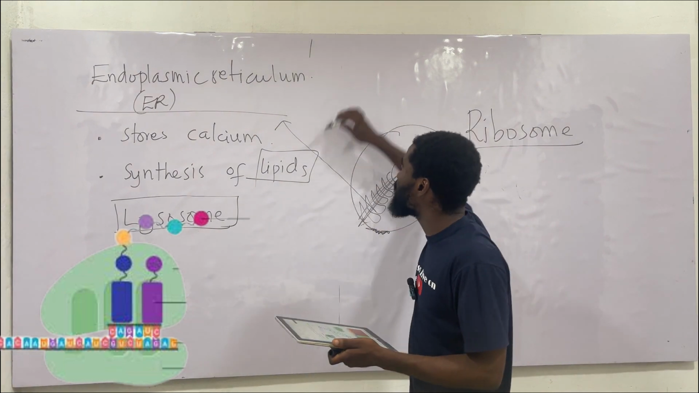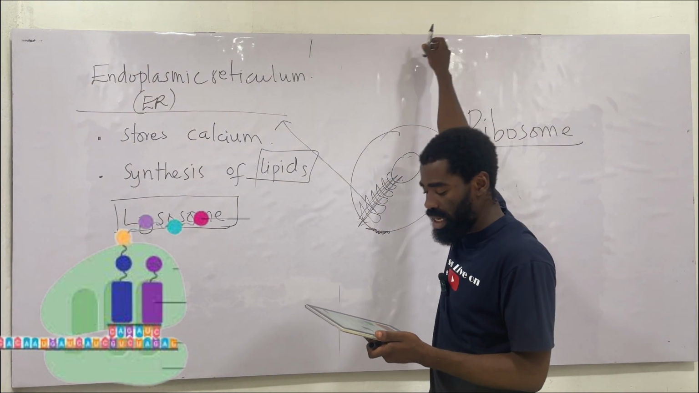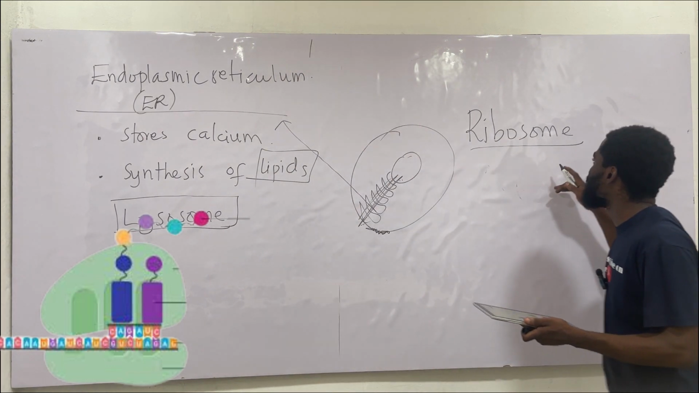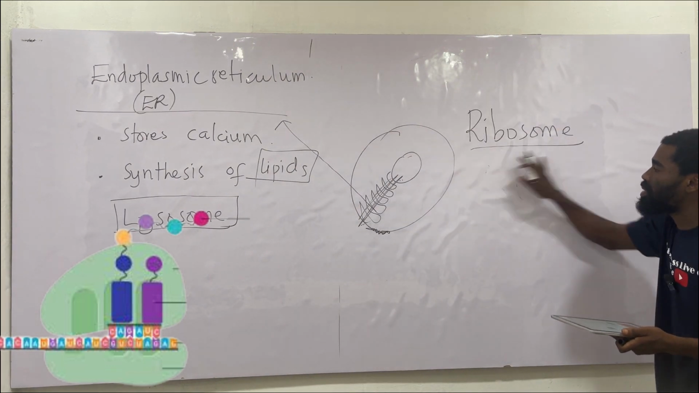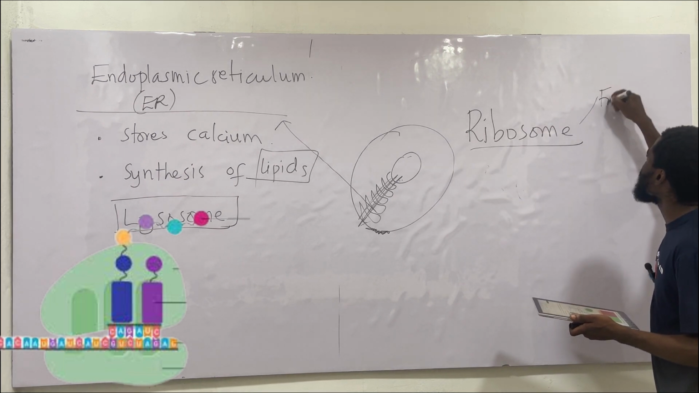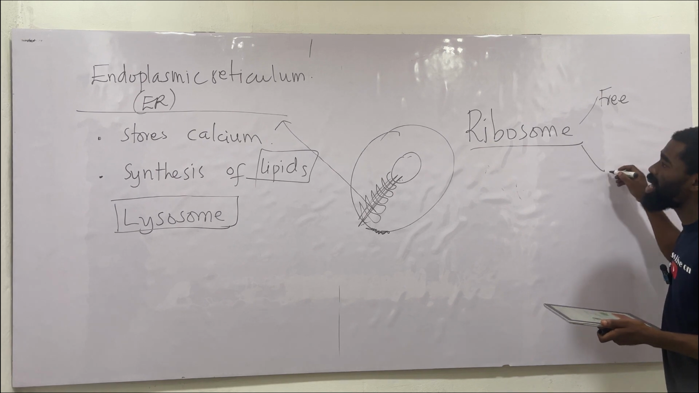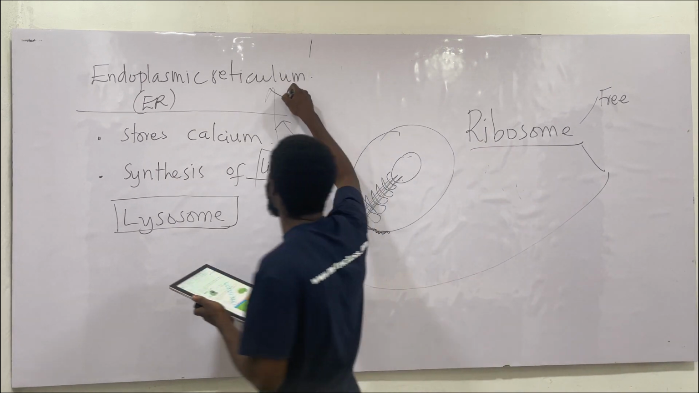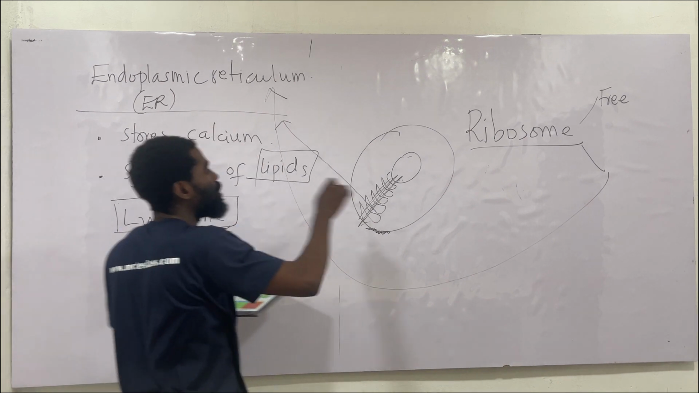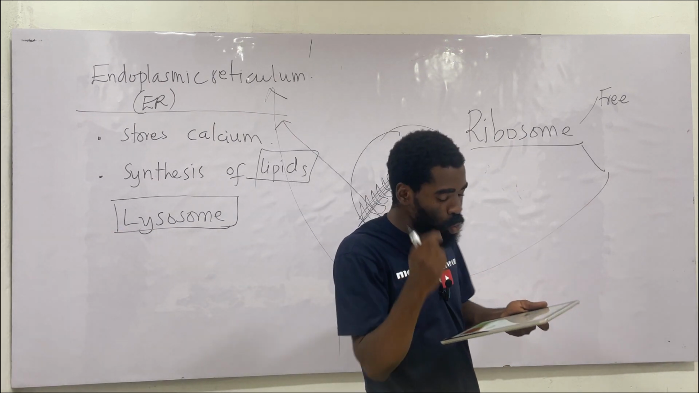We know where energy is synthesized. Energy is synthesized in the mitochondria. But when it comes to protein, it is synthesized at the ribosome. And we say the ribosome can either be free, or they are attached to our ER. And that gives us the rough ER. And without the ribosome, we have the smooth ER.